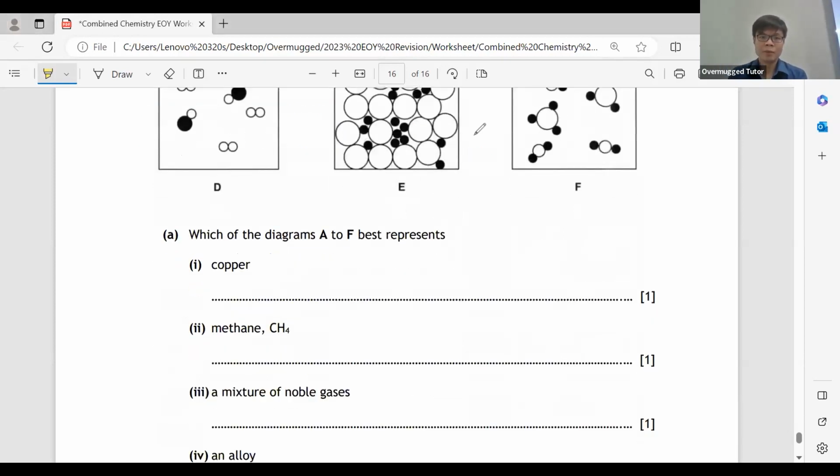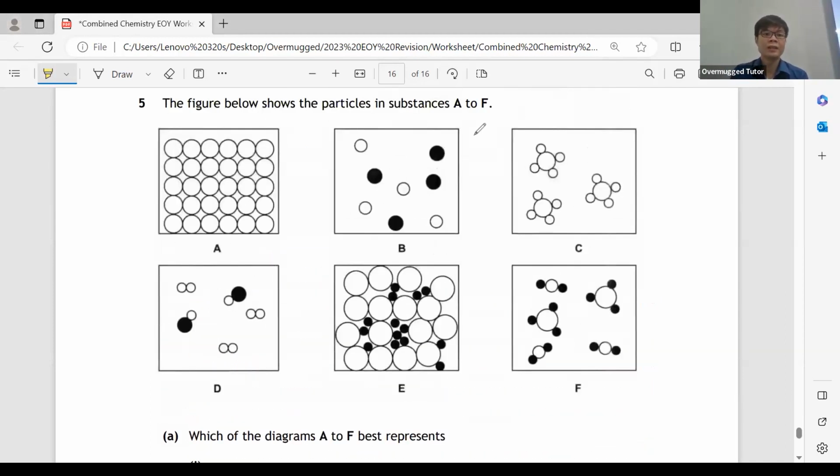Okay, the next. Mixture of noble gases. Noble gases are a bit special. They exist as individual atoms like this. So try to recognize. This one will link with other topics also. Why do they exist as individual atoms? Or you may see the word monatomic. It's because they are unreactive. Later we'll cover why they are unreactive. But just note that because they are unreactive, they exist alone. So answer will be B.